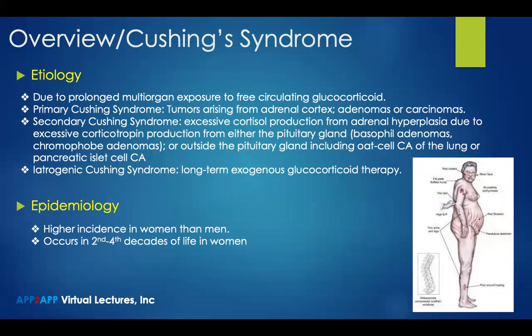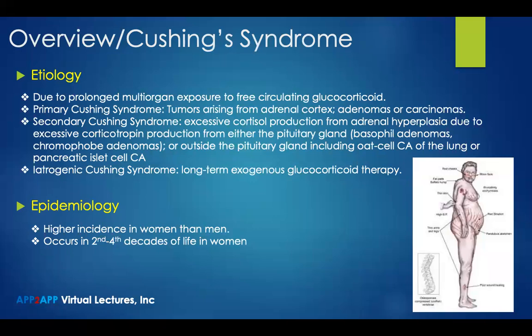Now, Cushing syndrome is due to prolonged multi-organ exposure to free circulating glucocorticoids. So this is the complete opposite of our patients with Addison's disease. And again, we have 2 types. We have a primary Cushing syndrome and a secondary Cushing syndrome.